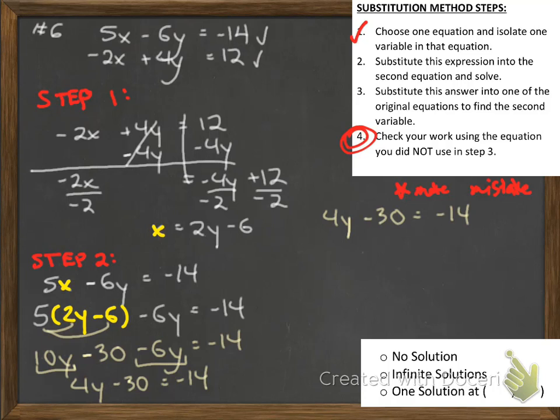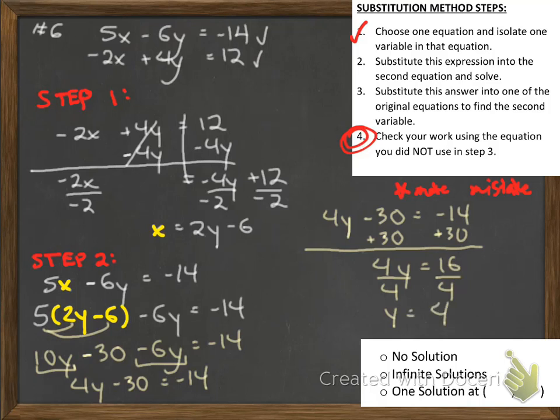Okay, then I'm going to add 30 to both sides. That gives me 4y equals 16. Divide by 4, I get y equals 4. Okay, now I promised you at some point I was going to make a mistake, because I want you guys to see what that would look like. So you and I both know that, as far as I know, the correct answer is 4. Let's just pretend I dropped a sign somewhere and I said that the answer was negative 4.